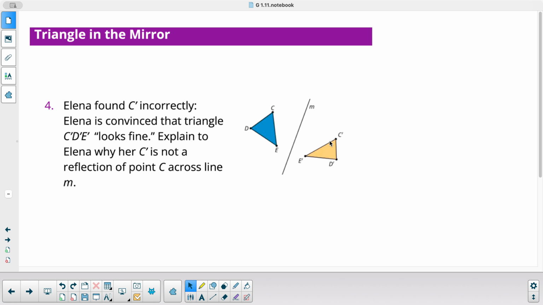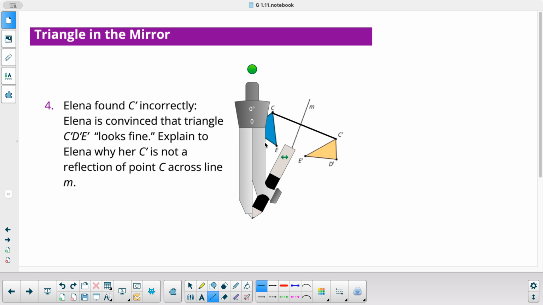Elena found C prime incorrectly. Elena is convinced that triangle C prime, D prime, E prime looks fine. Explain to Elena why C prime is not a reflection of point C across line M. So I'm going to just kind of connect these. And you can kind of clearly see here it's not equidistant.